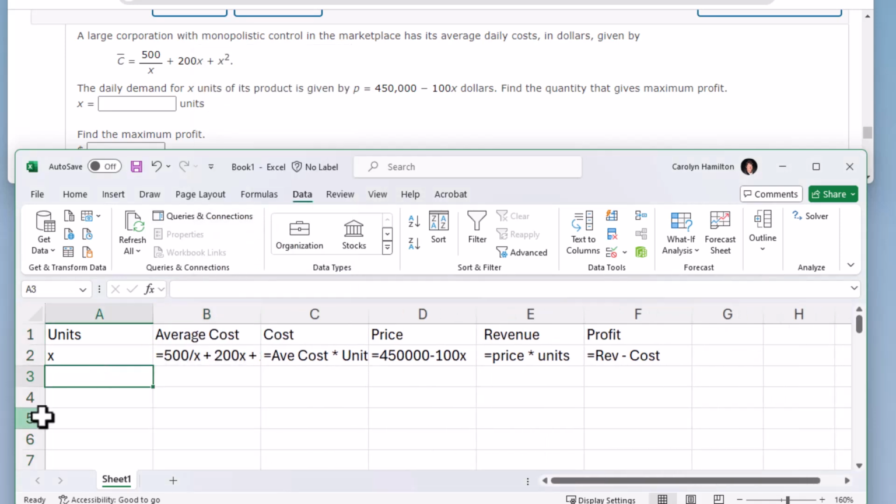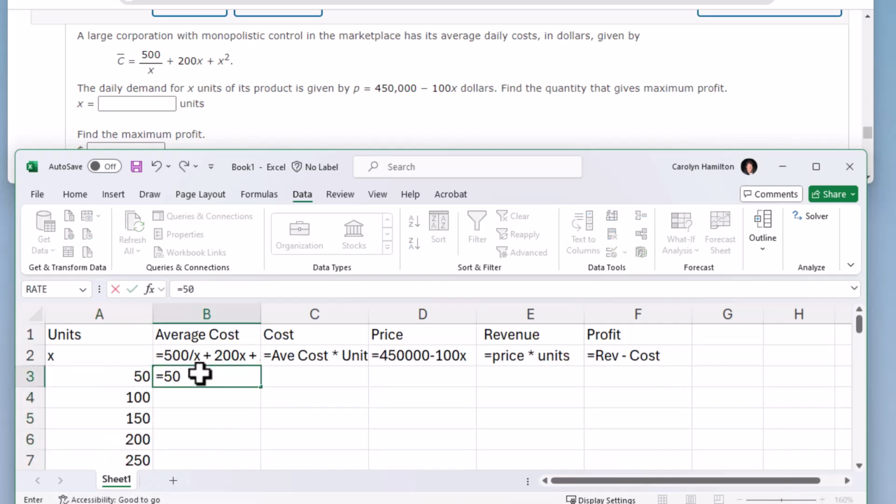So I can start with, it's kind of a big number, 450,000, and we got hundreds in here. So I'll go 100, 200. Actually, let me do 50, 100, 150. Do that down a ways. We can always add more data.